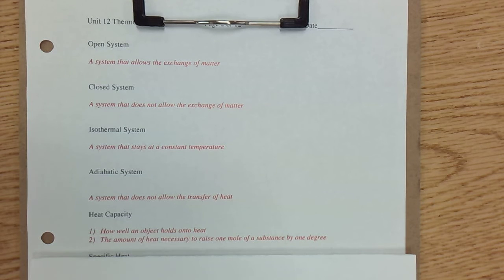So, water, high heat capacity. Metals, very low heat capacity. Metals heat up very quickly. They cool off very quickly. They are not good at holding heat.